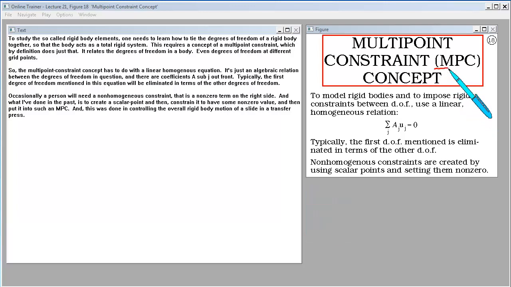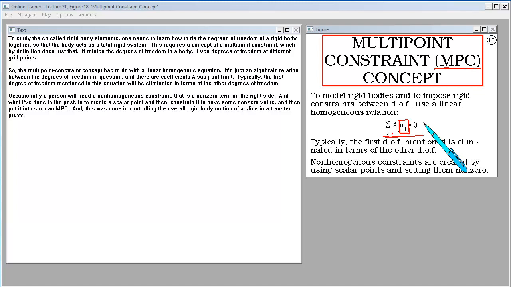So the multipoint constraint concept has to do with a linear homogeneous equation. It's just an algebraic relation between the degrees of freedom in question, and there are coefficients a sub j out front. Typically, the first degree of freedom mentioned in this equation will be eliminated in terms of the other degrees of freedom.